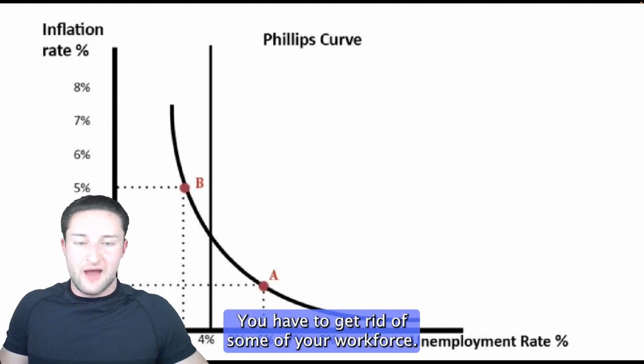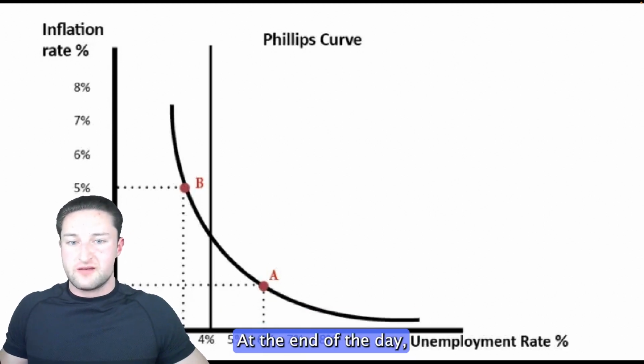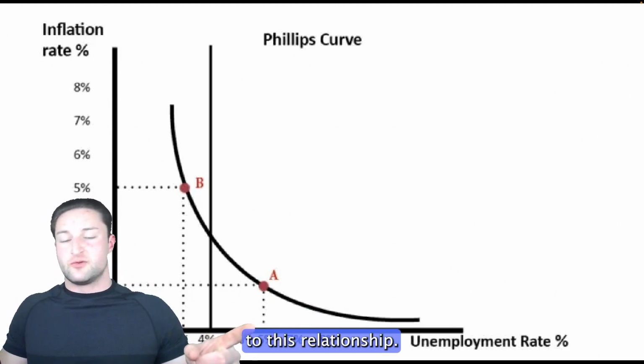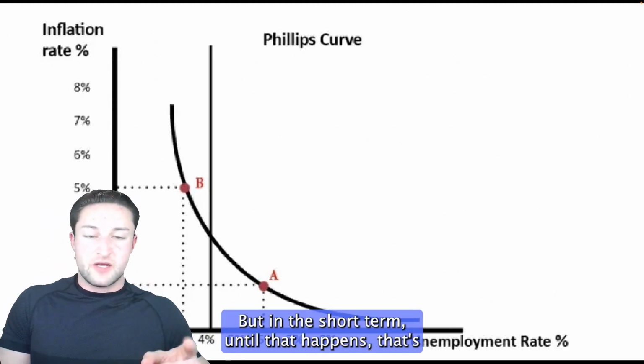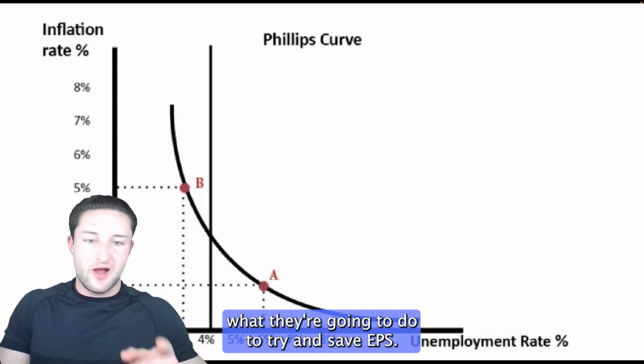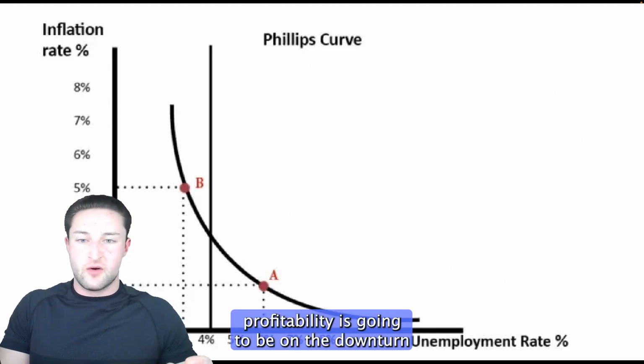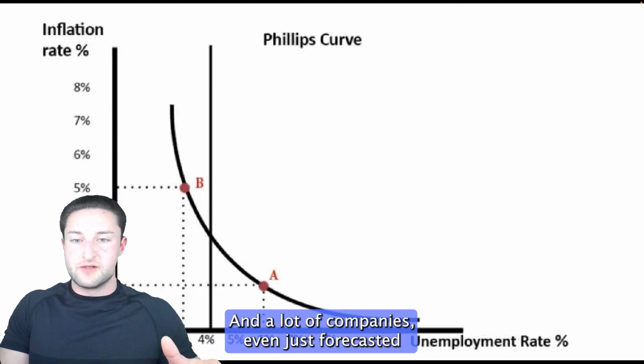What do you do? You have to get rid of some of your workforce at the end of the day. You have to lay employees off. That is what ultimately leads to this relationship. But in the short term, until that happens, that's what they're going to do to try and save EPS. But ultimately, profitability is going to be on the downturn. A lot of companies even just forecasted that.